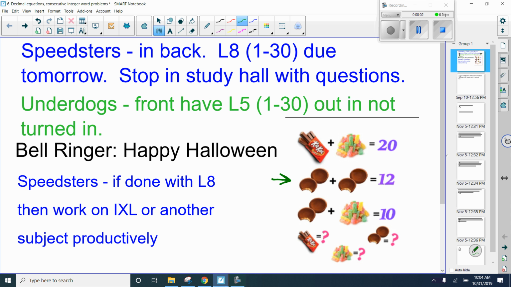Right here. Each one is 6. So we know each Reese's Cup package is 6. So 6 plus the pile of gummy worms is going to be 4. So I know this is 4. This is 6. So if this is 4, the Kit Kats have to be 16. Much better. Yes, ma'am.